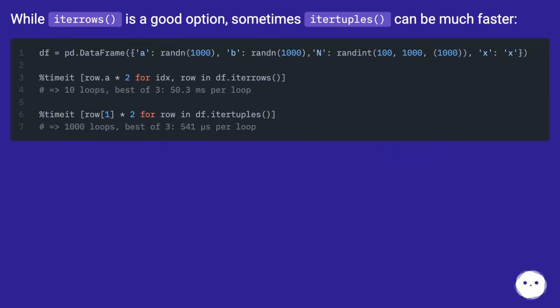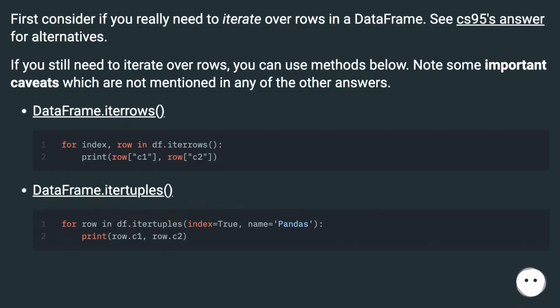While iterrows is a good option, sometimes itertuples can be much faster. First consider if you really need to iterate over rows in a DataFrame. See cs95's answer for alternatives. If you still need to iterate over rows, you can use the methods below. Note some important caveats which are not mentioned in any of the other answers. DataFrame.iterrows, DataFrame.itertuples.